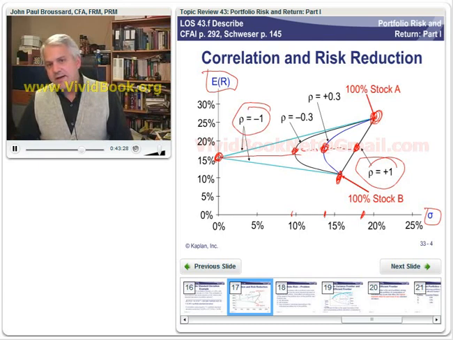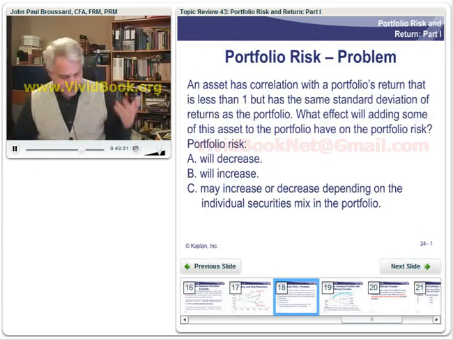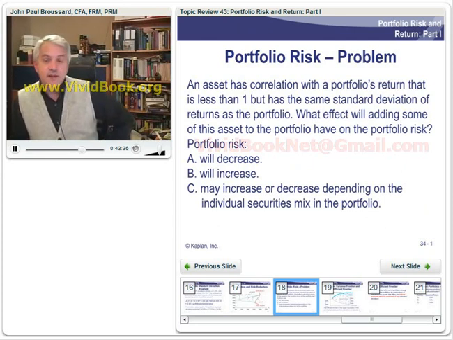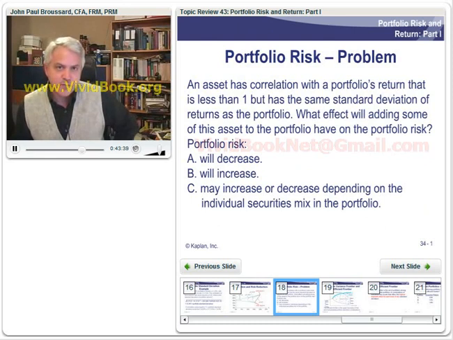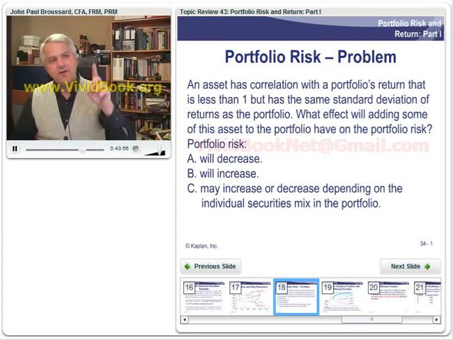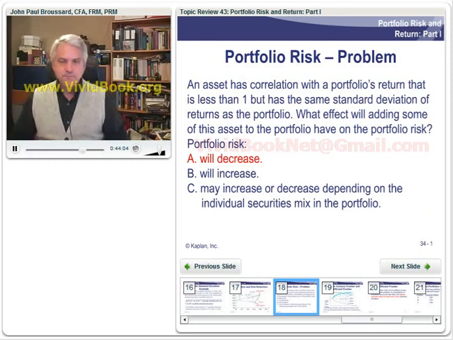So if I hit you with this question: an asset has a correlation with a portfolio's return that is less than 1, let's think of that as less than positive 1.0, but has the same standard deviation of returns as the portfolio. What effect will adding some of this asset B to the portfolio have on the portfolio risk? Well, the rule of thumb that I gave you was what? If you combine assets that are less than perfectly positively correlated, you get a reduction in portfolio risk. So the answer to this question is that the overall portfolio risk will decrease.